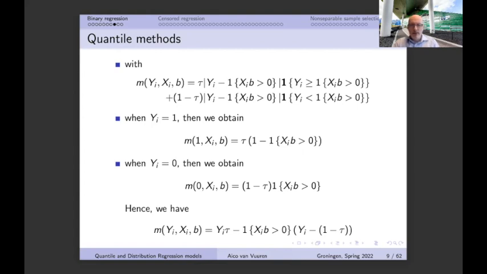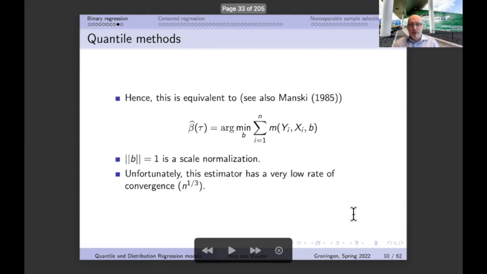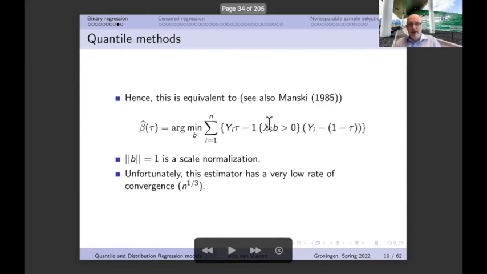And that implies in the end that we can actually use this function over here that must be minimized. Then we get to an estimator that is already introduced in a Journal of Econometrics article by Chuck Mensky in 1985. And what we're simply going to do is minimize the m function that we had at the previous slide. If we just substitute that m function in from the previous slide, then we get to this function that we have over here.